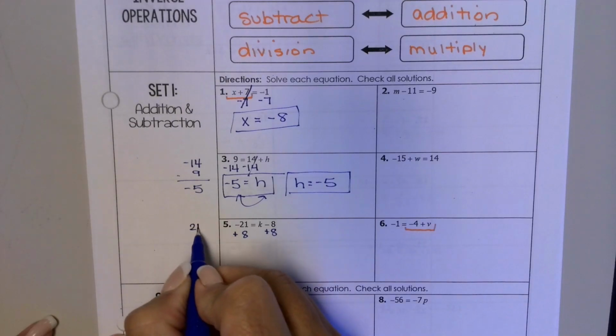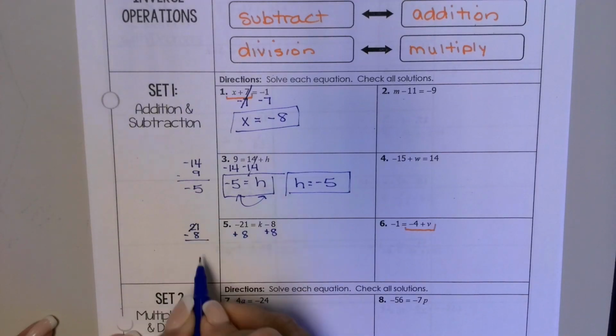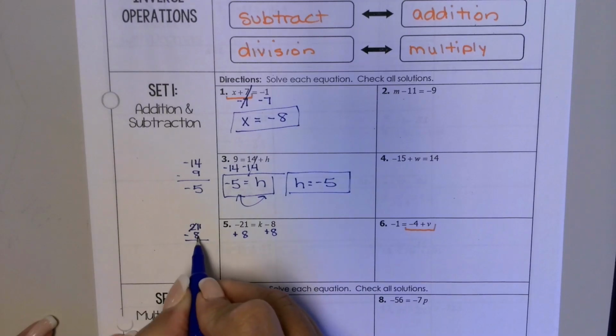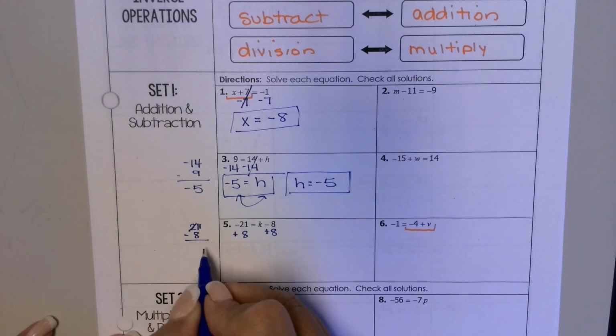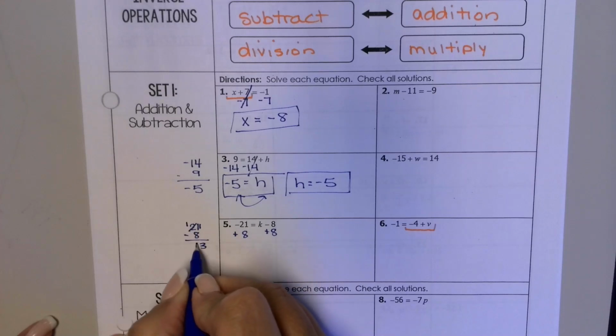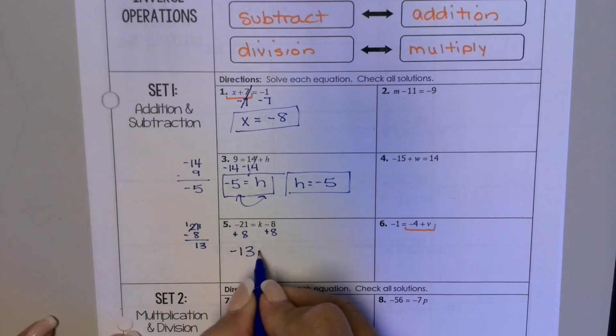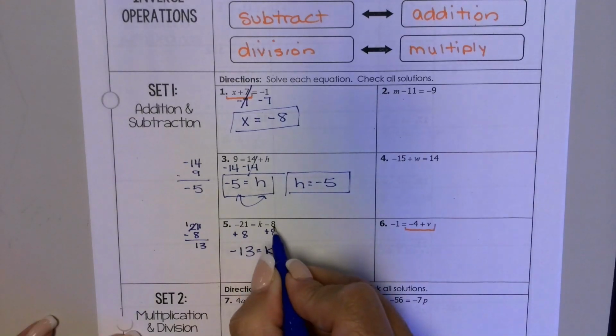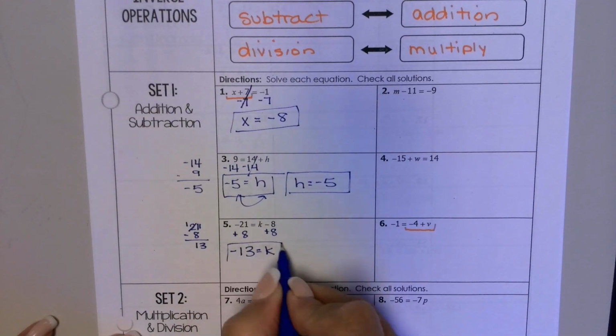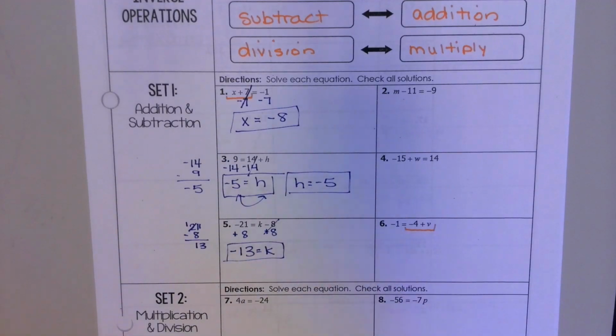So again, I have 21 minus 8. So I have to borrow. 11 minus 8 is 3. And then this was a 1. So this would be 13, but the sign on the bigger number is negative, so this stays negative. And that equals k because I have a positive 8 and a negative 8 over here, so this becomes 0. Okay, go ahead and pause the video and you do the even ones, 2, 4, 6.